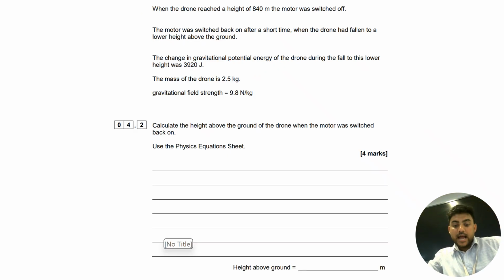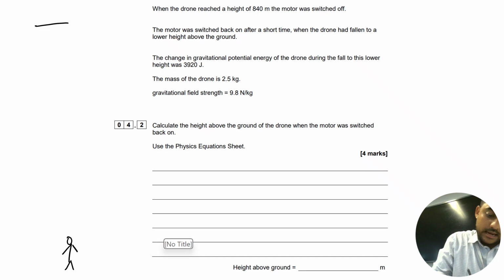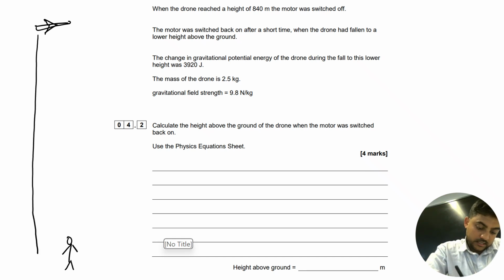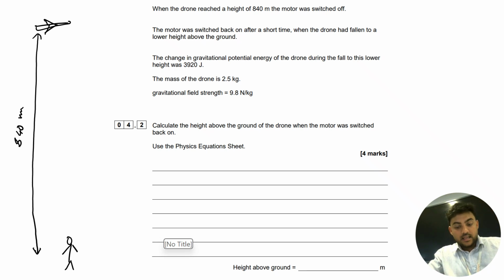When the drone was at a height of 840 meters above the ground, the motor was switched off. So here's our little person flying the drone, and here is the drone at a height above the ground. This whole distance is 840 meters. It's saying the motor was switched on after a short time after the drone had fallen. Maybe the drone ended up here.